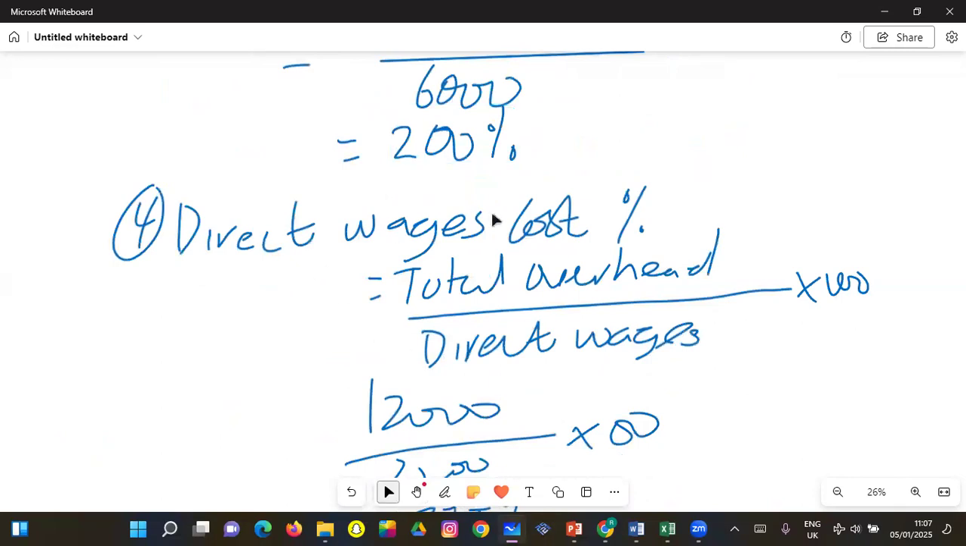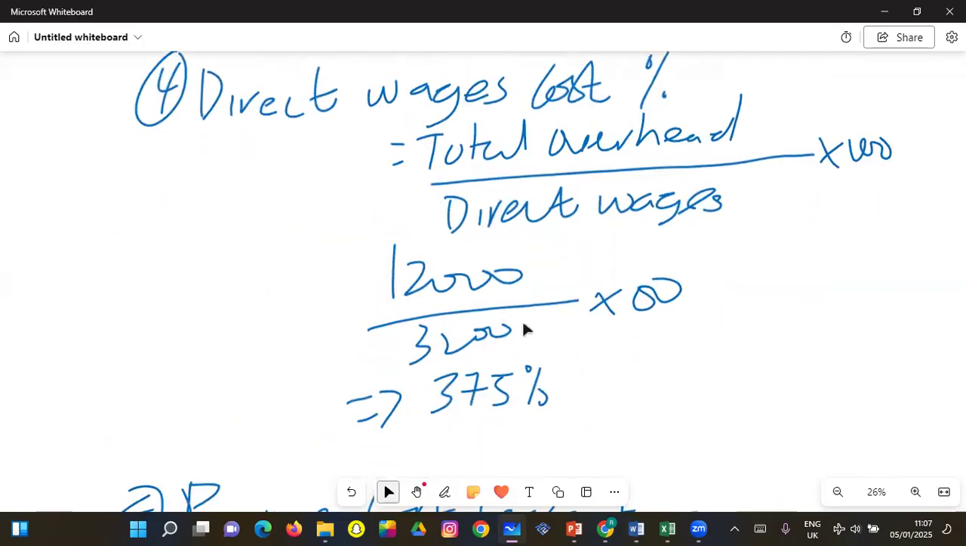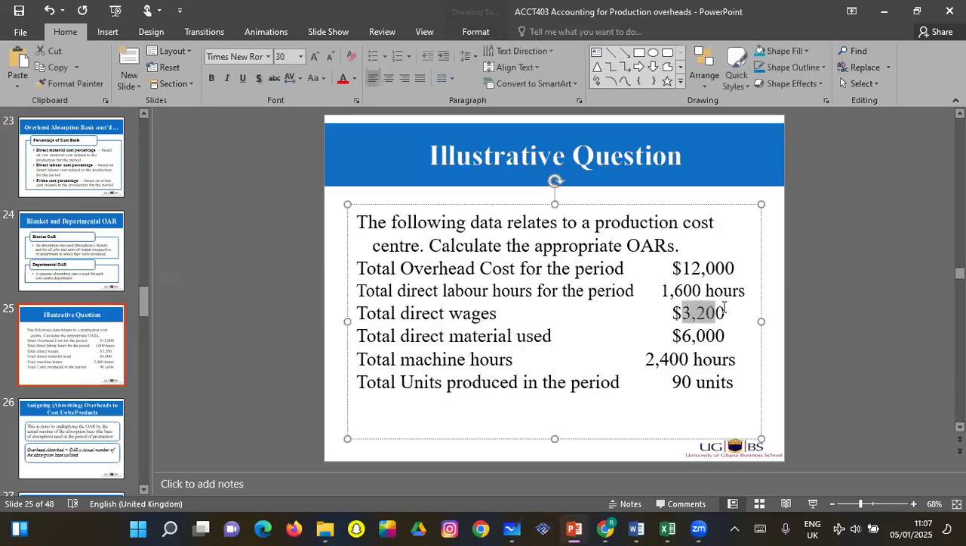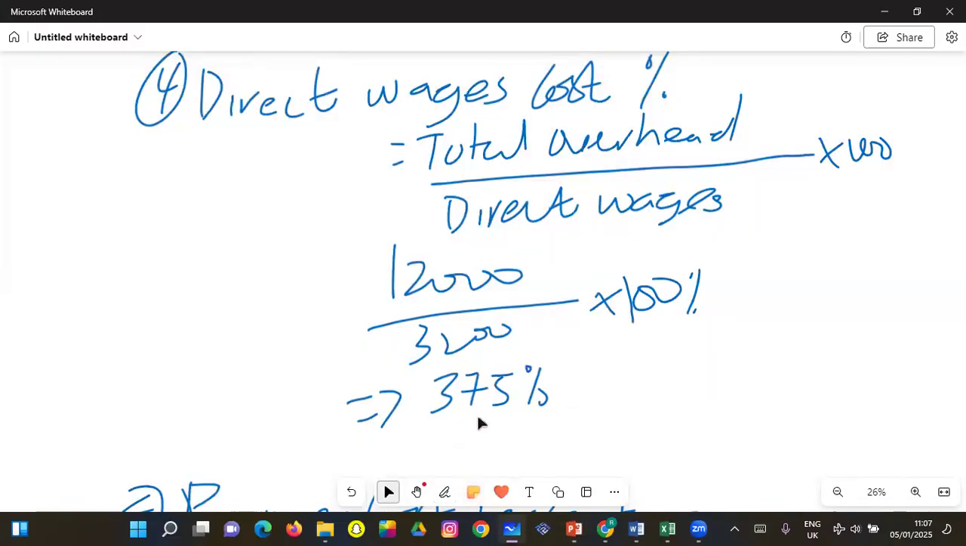Now we move on to the direct wages cost percentage. Total overhead over direct wages times 100%. Total overhead is 12,000, and direct wages is 3,200, times 100%, and then we are going to get 375%. So you see, direct wages is 3,200, overhead is 12,000, and we get it, right?